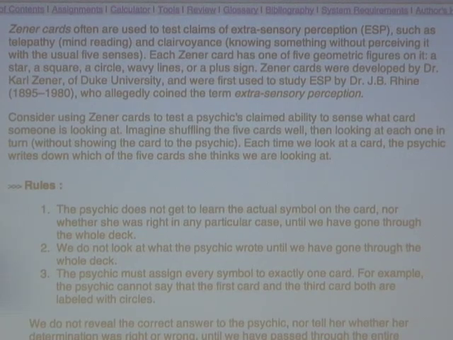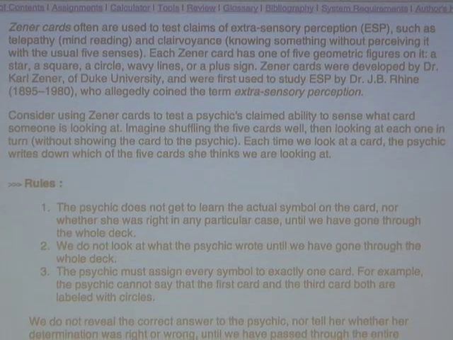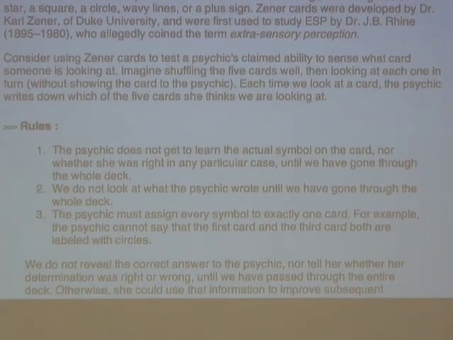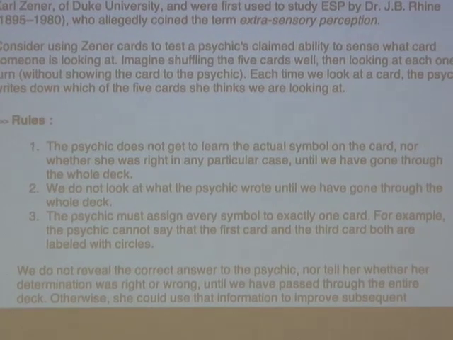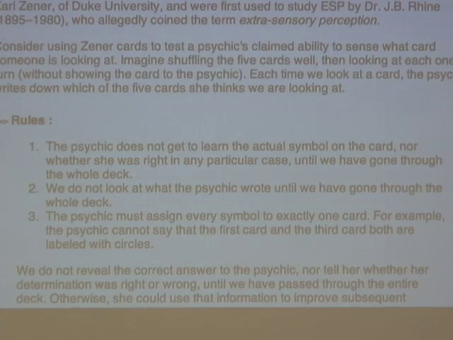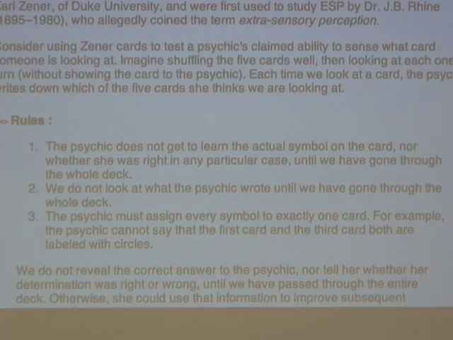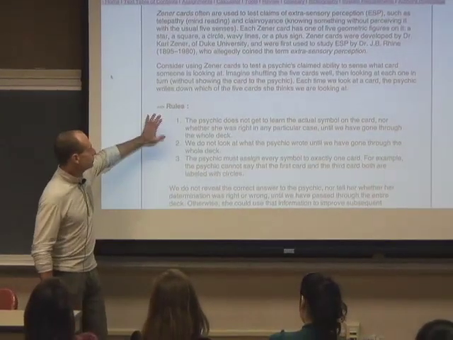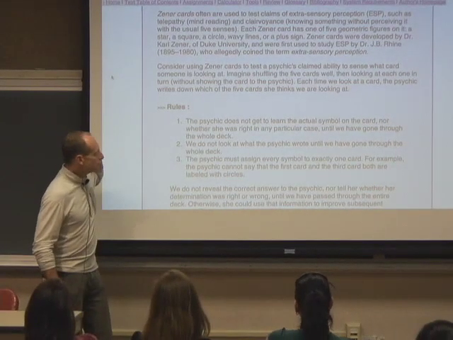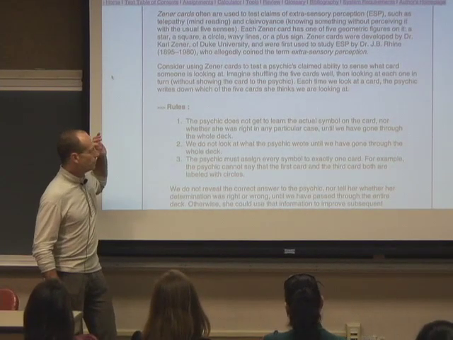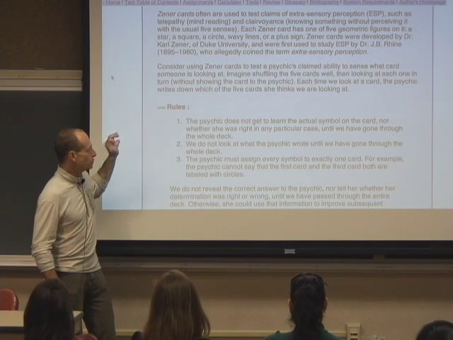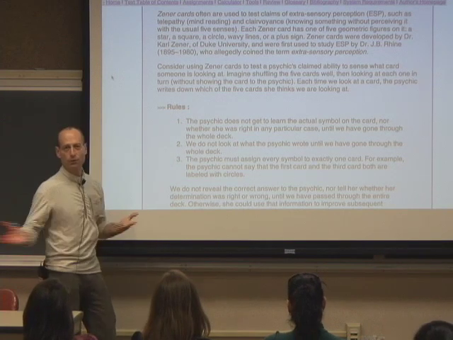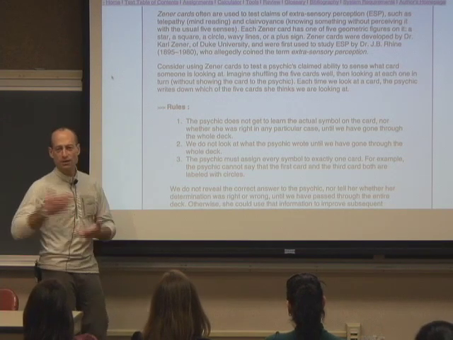So we need some rules of the game in order to figure out probabilities. We're going to shuffle them in such a way that every one of the 5 factorial permutations of the deck is equally likely, right? So 5 factorial is 120, I think. And so every one of those 120 orderings is equally likely. What are the rules? The psychic does not get told the answer nor whether she was right in any particular case until you've gone through all 5 cards. Okay, because otherwise that would be extra information.